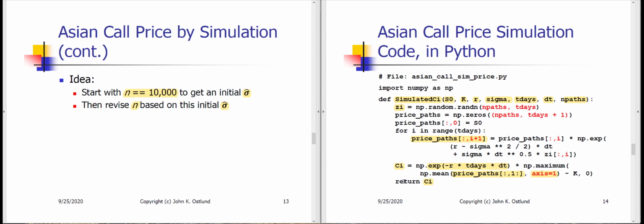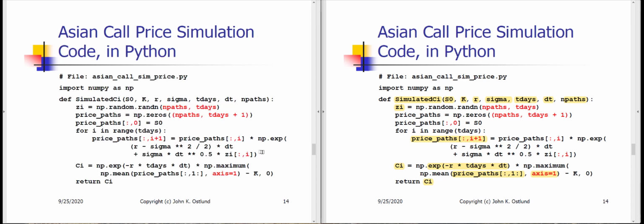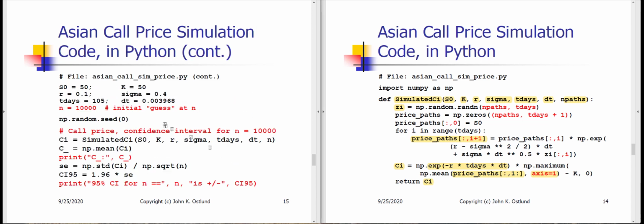All right. So next up, once we've got that function defined that we can call, we're going to start, as we described, by setting n to 10,000 and seeing what vector of call prices we get from simulation, as well as what the mean of those call prices is. We're going to compute the standard deviation of those call prices from simulation and get the standard error by dividing by the square root of the number of paths.